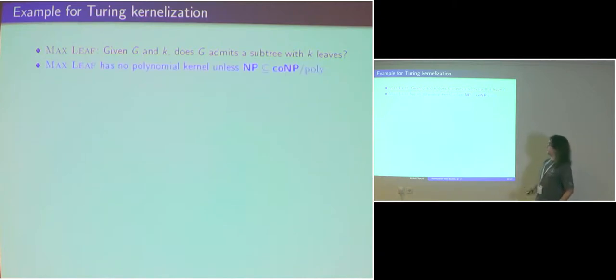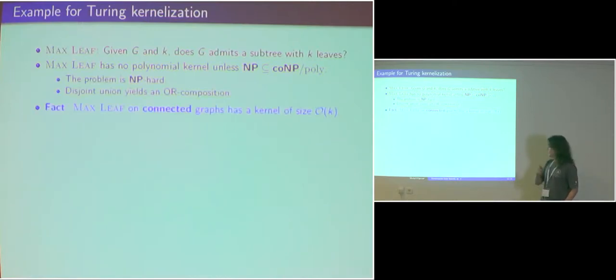So this problem doesn't have a polynomial kernel. It is NP-hard, and disjoint union gives you an OR composition, because a graph has a subtree with k leaves if and only if any connected component has. On the other hand, max-leaf on connected graphs has a linear kernel.